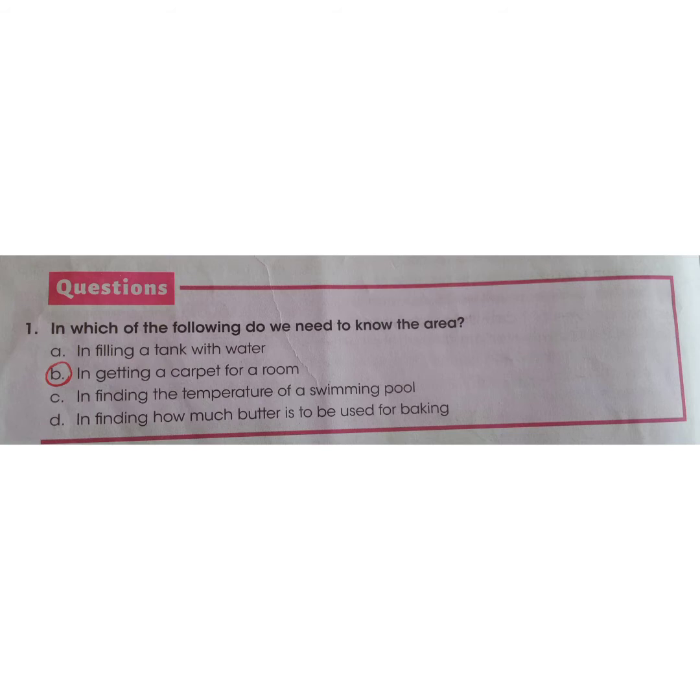Page number 30. Question number 1. In which of the following do we need to know the area? Options are: in filling a tank with water, in getting a carpet for a room, in finding the temperature of a swimming pool, in finding how much butter is to be used for baking. What is the answer? Answer is B. In getting a carpet for a room.